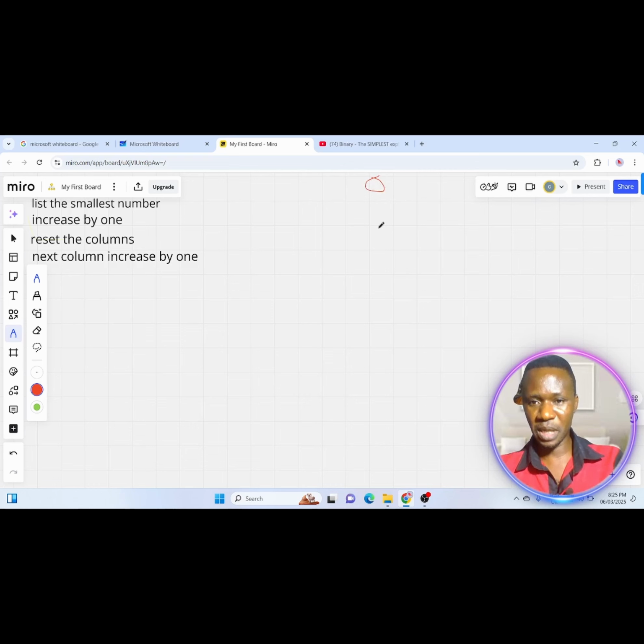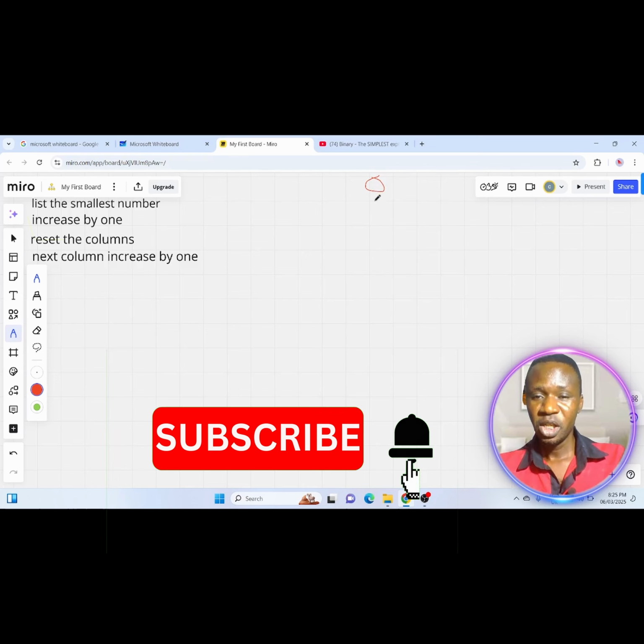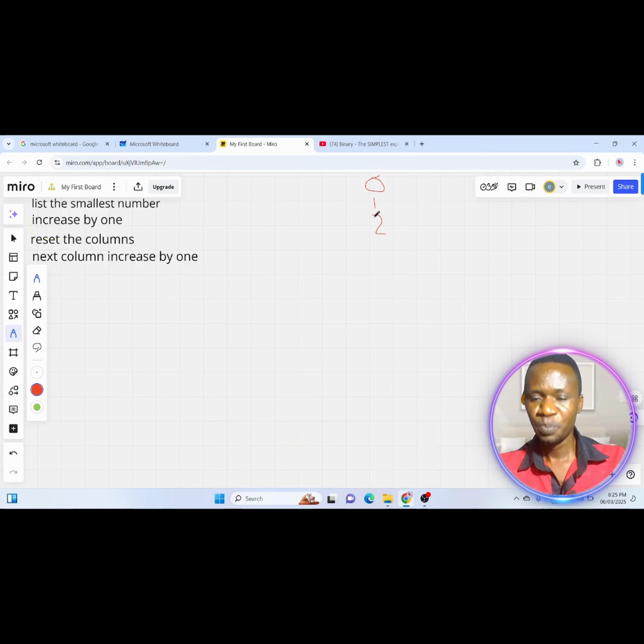Then the second rule applies: increment each of those numbers by 1 until we run out of numbers. So here we increment this 0 to 1, then we increment this 1 and make it 2. We increment this 2 to make it 3, increment 3 to make it 4, 5, 6, 7, 8, and 9. Once we get to 9, we run out of numbers because you cannot repeat it, and then the third rule applies.